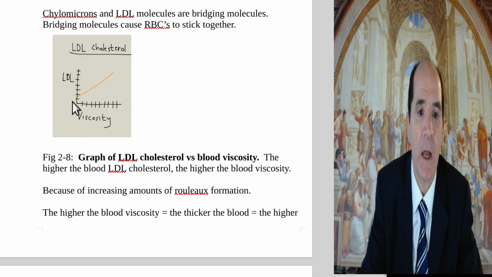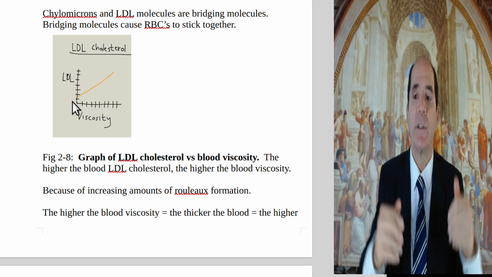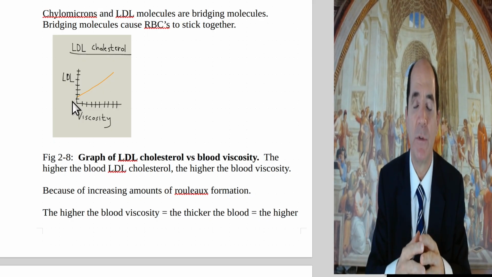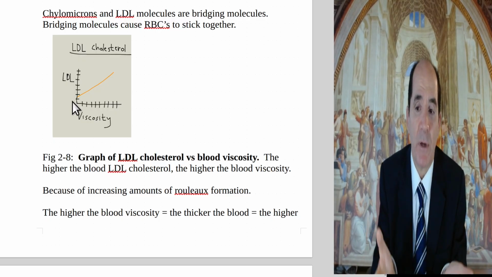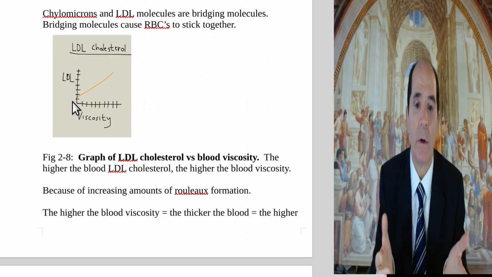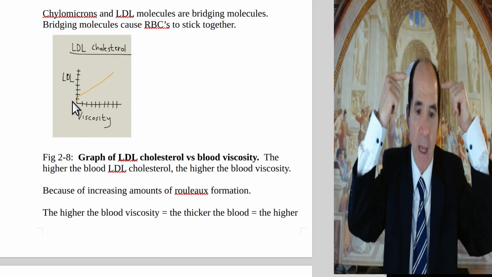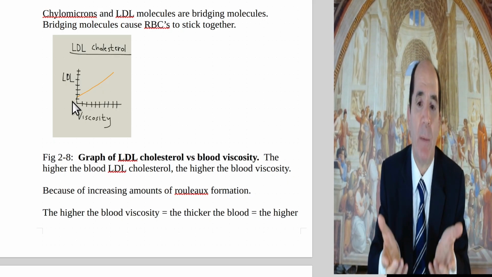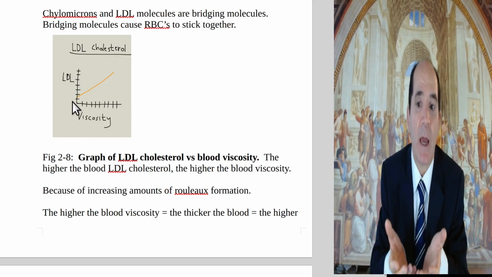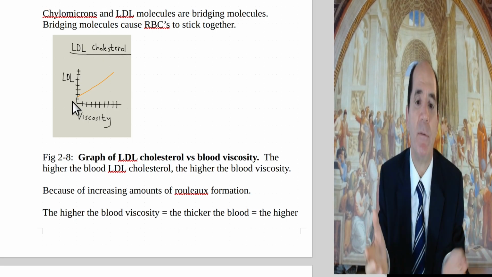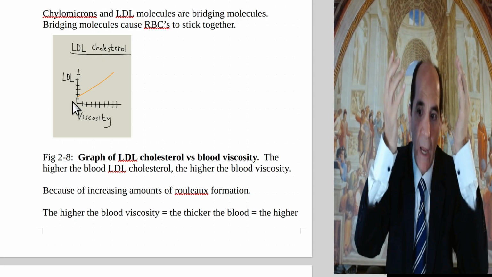So the higher the LDL cholesterol, the higher the blood viscosity. What that means is the thicker the blood becomes. Thick blood means your blood becomes like a milkshake instead of like water. The purpose of blood pressure is to pump blood to the top of your brain. So you have to pump that blood against gravity. If the blood is thin like water, you don't need a lot of pressure to pump it. If the blood is thick like a milkshake, pressure has to go up.